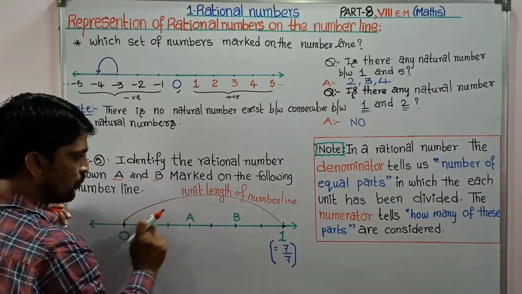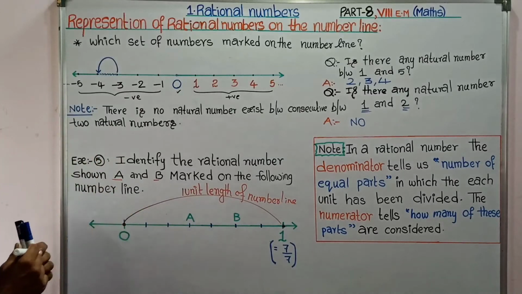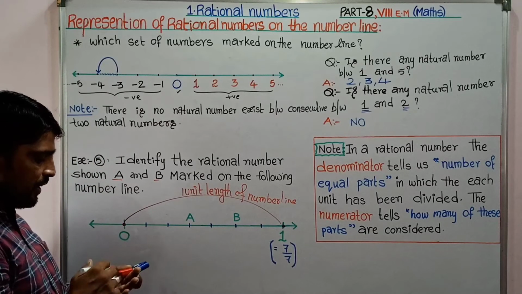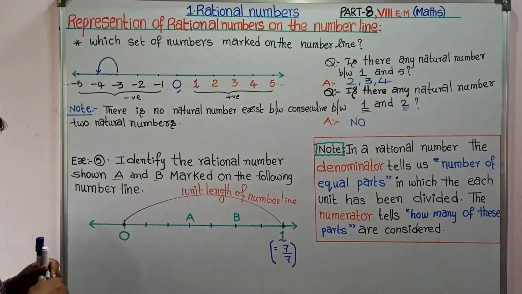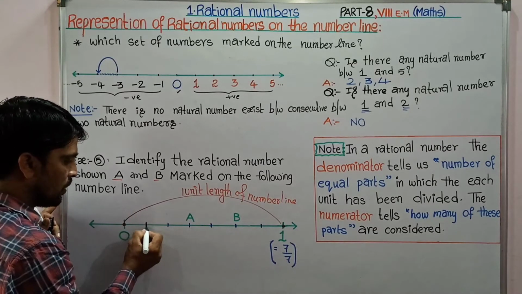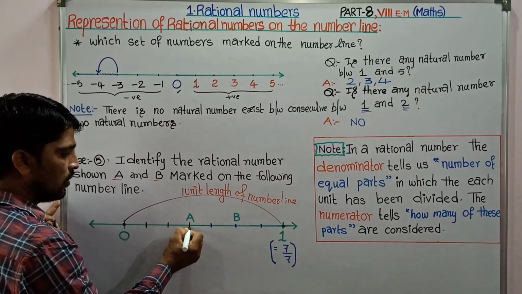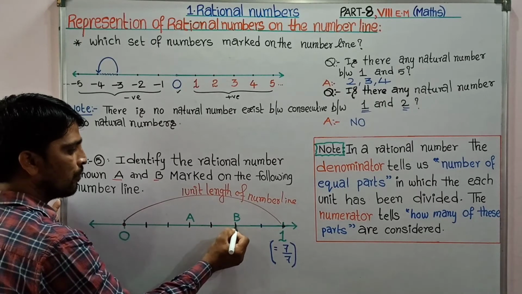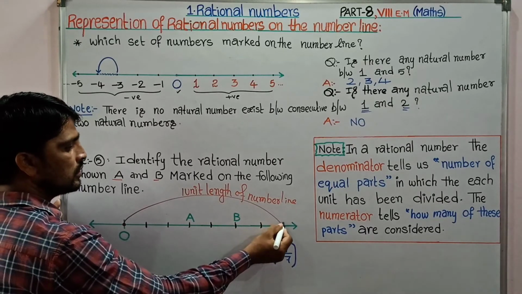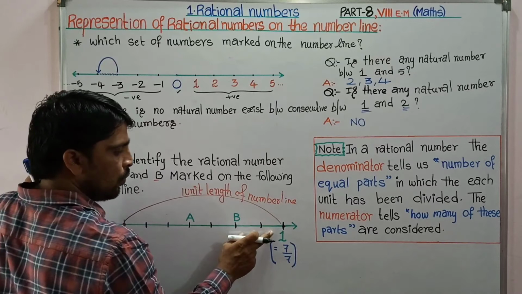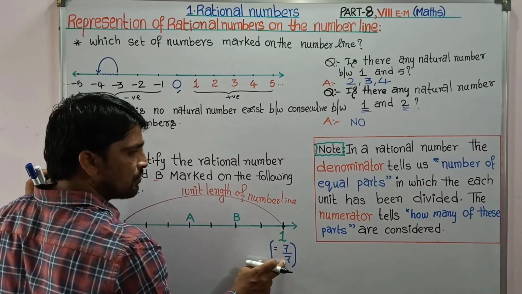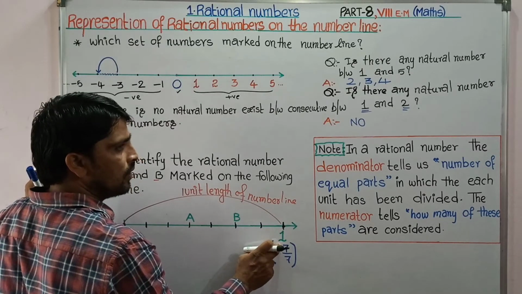Okay, this is 0 to 1, which is 1 unit length. Now, 1 unit length is divided into how many equal parts? Let us see. This is first part, second part, third part, fourth part, fifth part, sixth part, seventh part. So that can be written as: out of 7 equal parts, it is the seventh part.